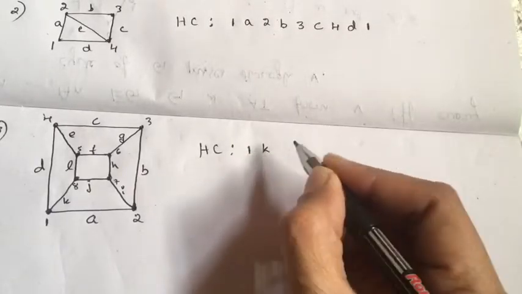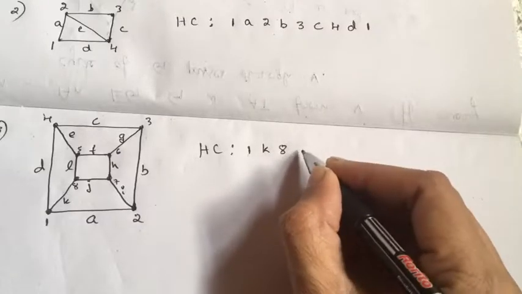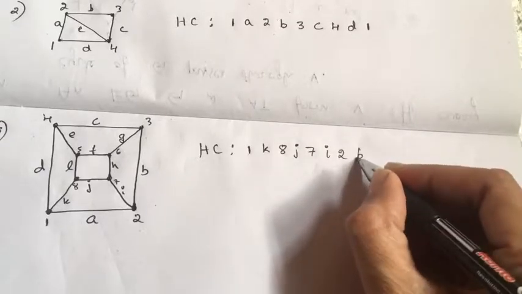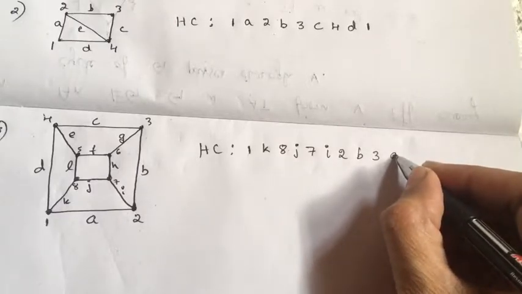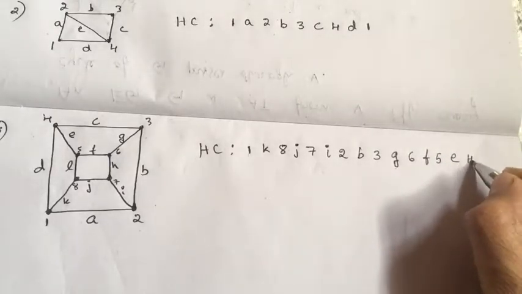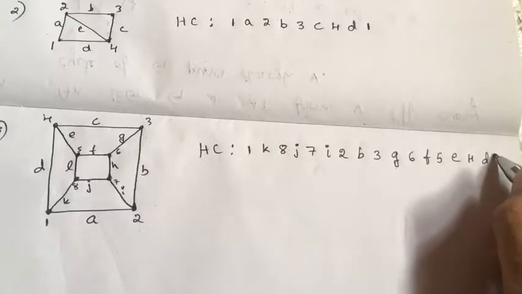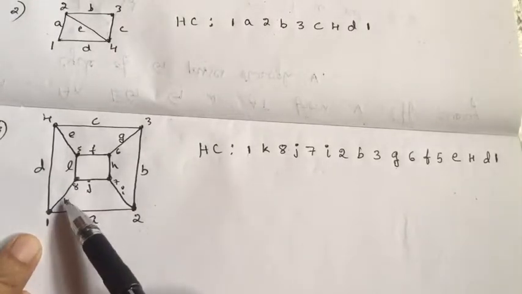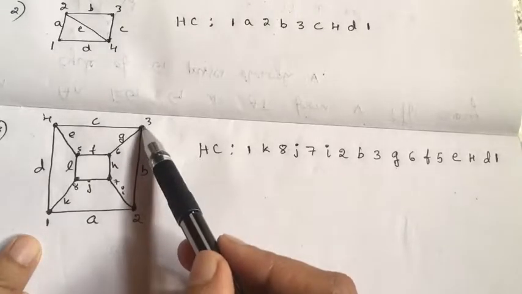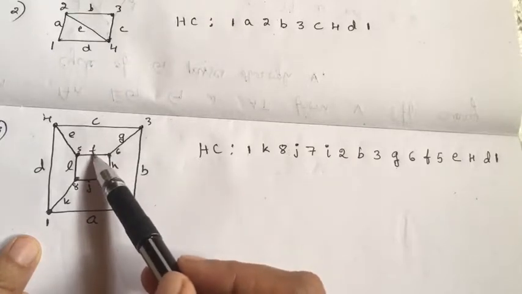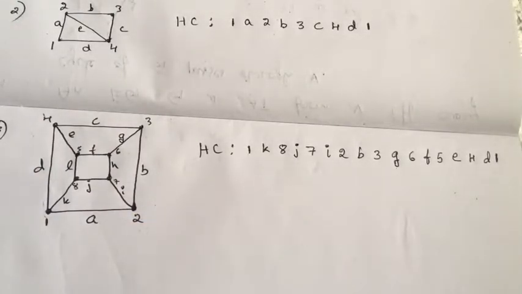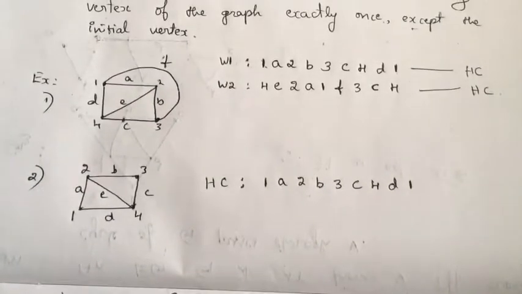Vertex 1, K, then I'll take vertex 8, J, 7, I, 2, B, 3, G, 6, F, 5, E, 4, D, and I'm coming back to 1. So the cycle is 1, K, 8, J, 7, I, 2, B, 3, G, 6, F, 5, E, 4, D, 1. You can define a few more also, no problem if you define one. So these are the examples for the Hamiltonian graph.